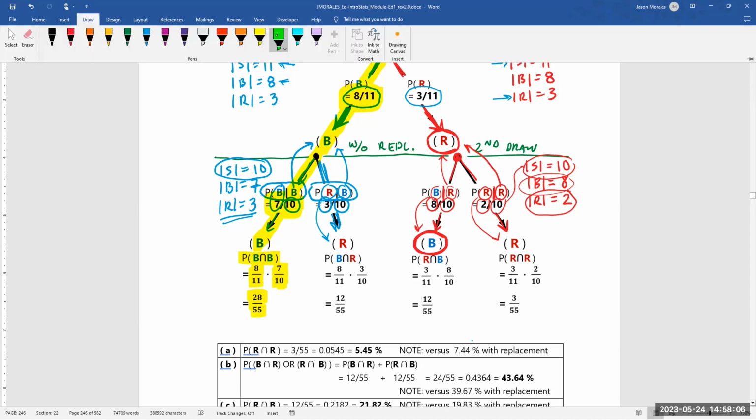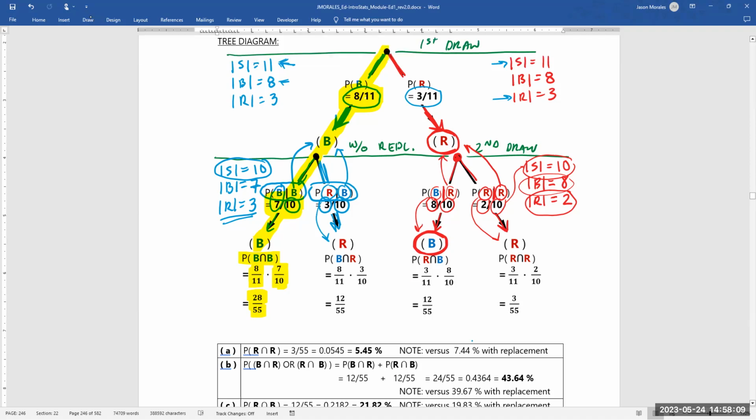Okay, so next, let's look at the probability of getting blue first and red second. So the probability of getting blue first and red second is going to be the probability of getting blue on the outset. That was 8 out of 11. And then the probability of getting red second, which was 3 out of 10. And so 8 over 11 times 3 over 10 is 12 out of 55.